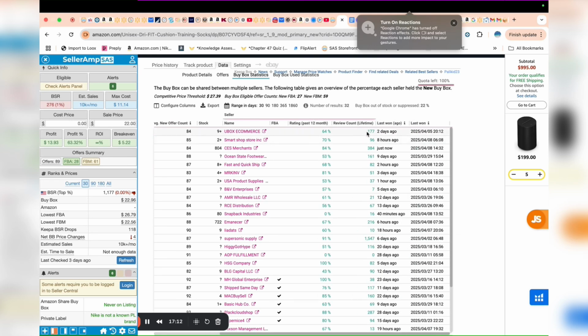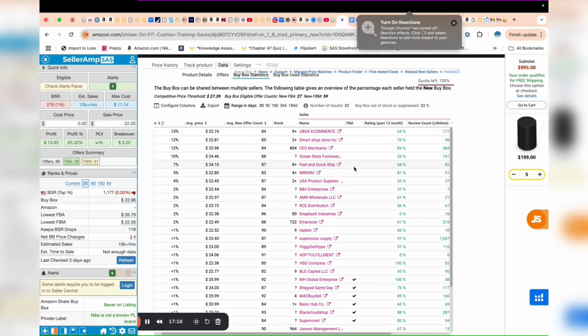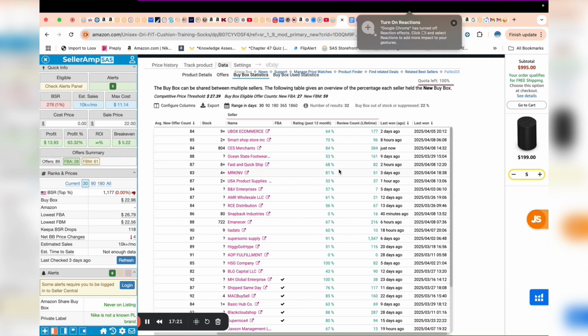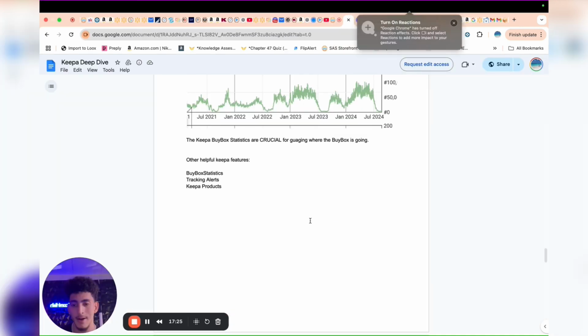So we can see 2 days ago, 8 hours ago, people are winning the buy box at 22.81, 23, 24 even, right? 9 days ago, 2 hours ago, some guy got it at 24.10. So looking at the buy box stats is really going to give you a good idea of where the buy box is going, where you can win the buy box, and what percentage of the buy box you can get at what price, right? So keep these things in mind too, because they do really help.